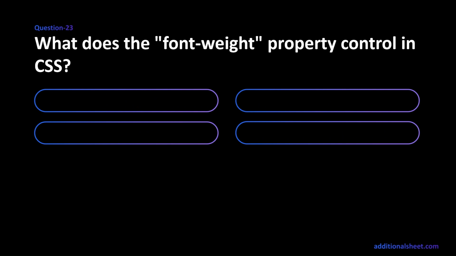Q23. What does the font-weight property control in CSS? Options are: A. Font size. B. Font color. C. Font style. D. Thickness of the font characters.